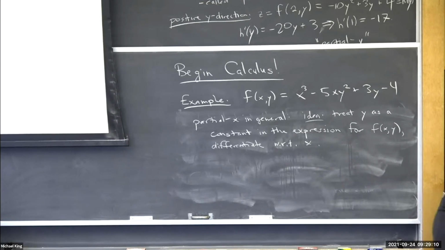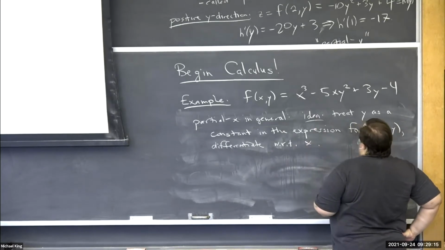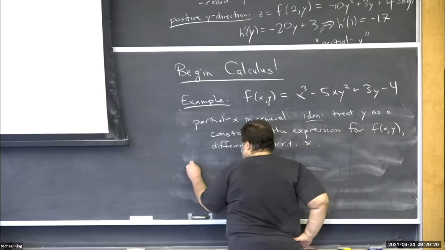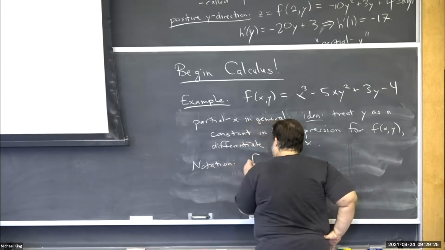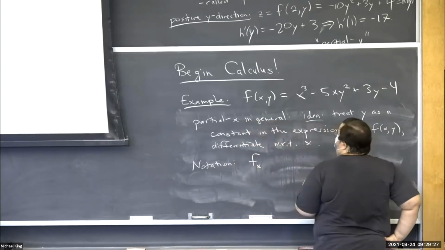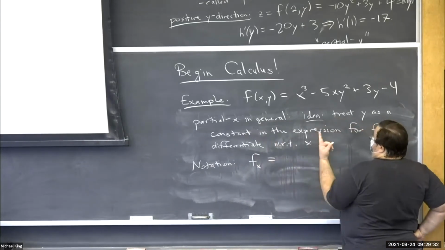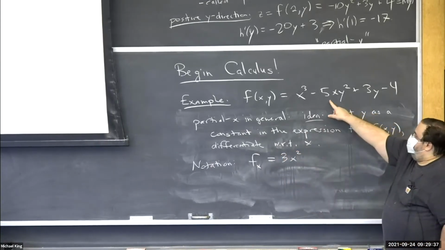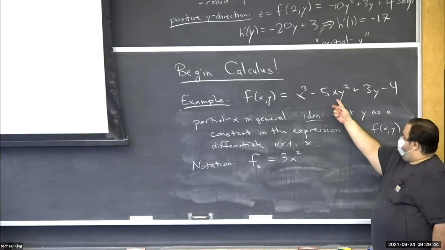So what do I mean here is if we treat y as a constant here, then what do we get? By the way, the notation is f sub x. Well, that's one notation. I'll talk about some of the notations. f sub x is, so we differentiate with respect to x. So x cubed becomes 3x squared. If we treat y as a constant here, what does this expression become when we differentiate?